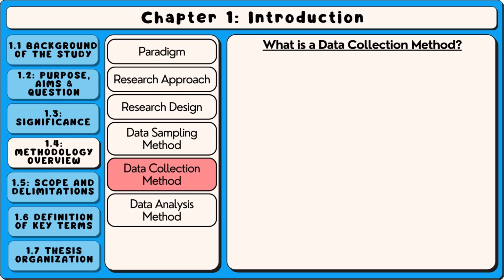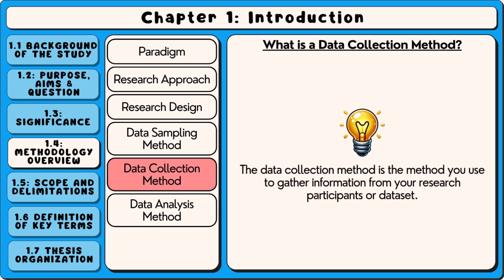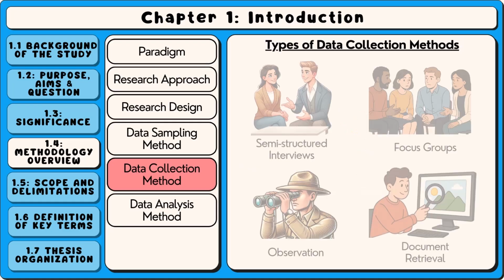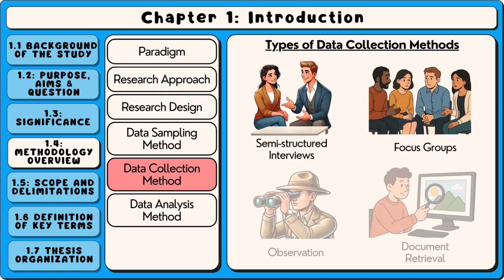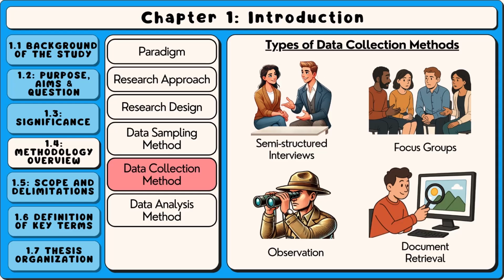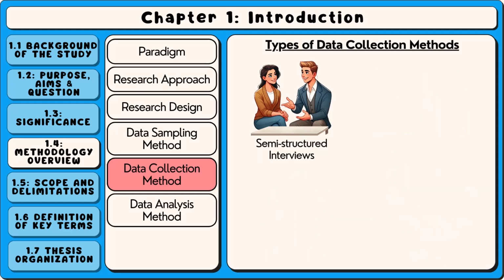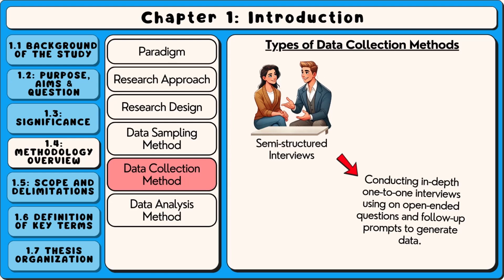The fifth part of the methodological overview gives a brief introduction to your chosen data collection method. The data collection method is a method you use to gather information from the research participants you selected in the previous step. Common data collection methods in qualitative studies include semi-structured interviews, focus groups, observations, and document retrieval. My guess is the majority of people watching this video will have used semi-structured interviews, so let's zoom in on that for this sample. This involves conducting in-depth, one-to-one interviews using open-ended questions to generate data.